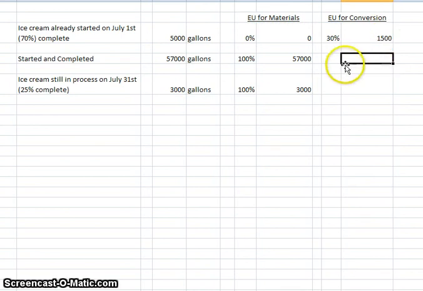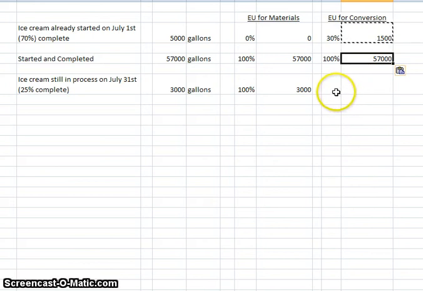Now for the ones that were started and completed during the month, they were started and they were completed. So they actually have all of their material, all of their labor and all of their factory overhead. Everything was done for these during the month. So you have 57,000 equivalent units for conversion costs.